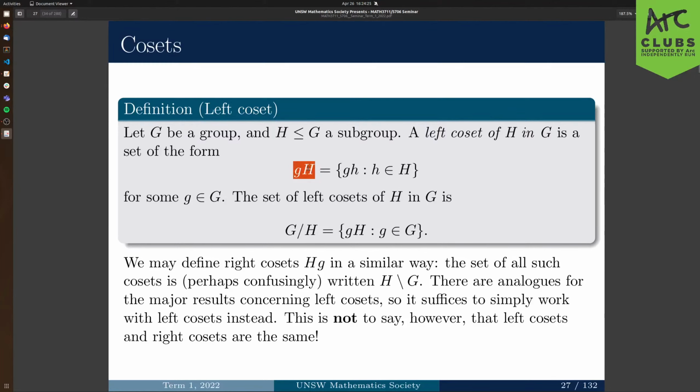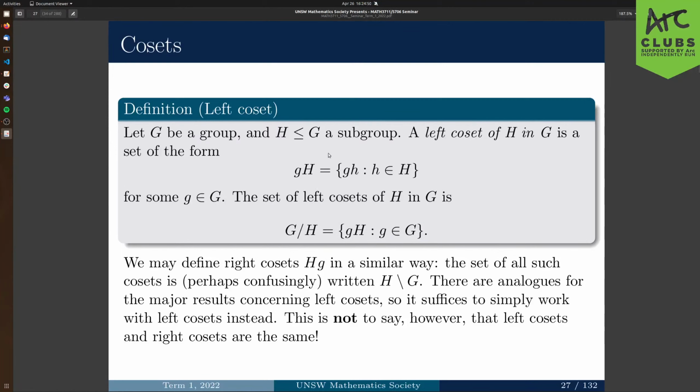These are essentially just subsets where you take the product of some element with all of the elements of some subgroup. So you pick some subgroup H of G, some element g, and you just consider the product gh, where h is just any element in H. And then you look at this set, that forms your left coset of H in G. And if you look at the set of all left cosets, then that's written G over H.